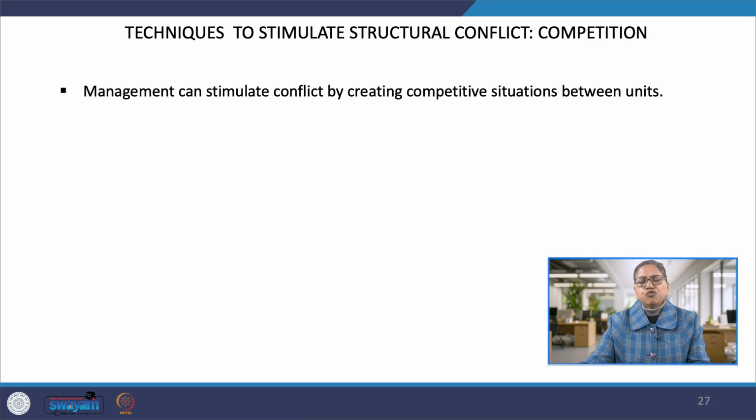Another technique to stimulate structural conflict is competition. Management can stimulate conflict by creating competitive situations between units, of course, where the stakes in the competition are zero sum. You can expect the conflict to be that much more intense. For instance, when city fire units compete against each other to win the best firehouse award, this results in generally a more effective firefighting organization. Equipment is kept in top condition, units respond rapidly to alarms, and teamwork is high.